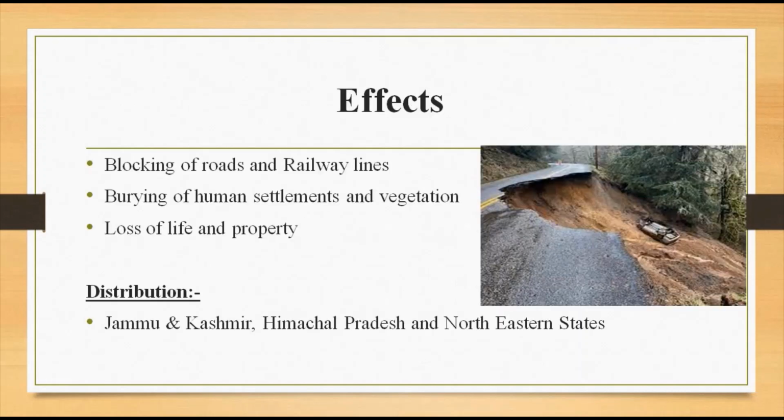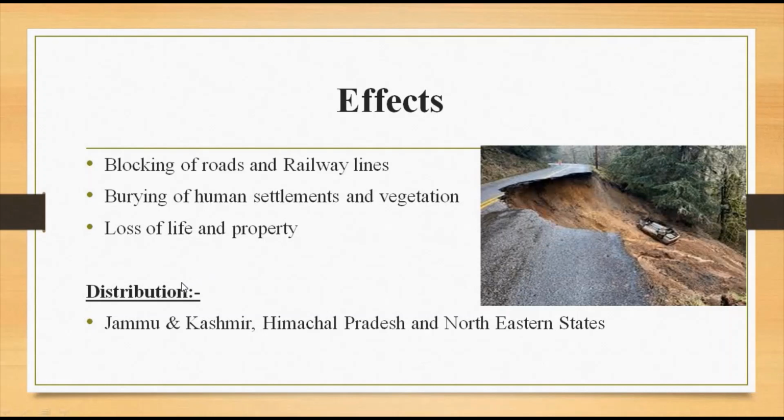What is the effect? You can see how the roads will go. Blocking of roads and railway lines: because of the landslide, big rocks and soil collect on the road. That is one type of blocking, and the roads will go like this. Reconstruction is necessary. Burying of human settlements and vegetation: houses and settlements get buried as big hills come and settle on them. Loss of life and property. So these are the main effects of landslides.